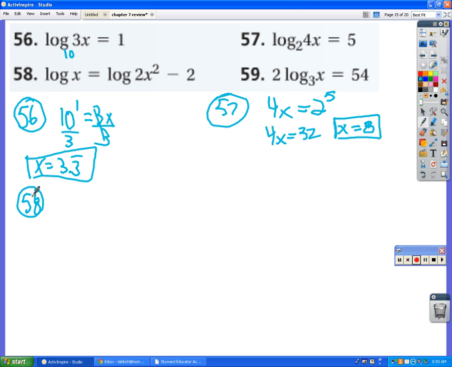What's that? Because this has an x and this has a 2x squared, if they were the same.